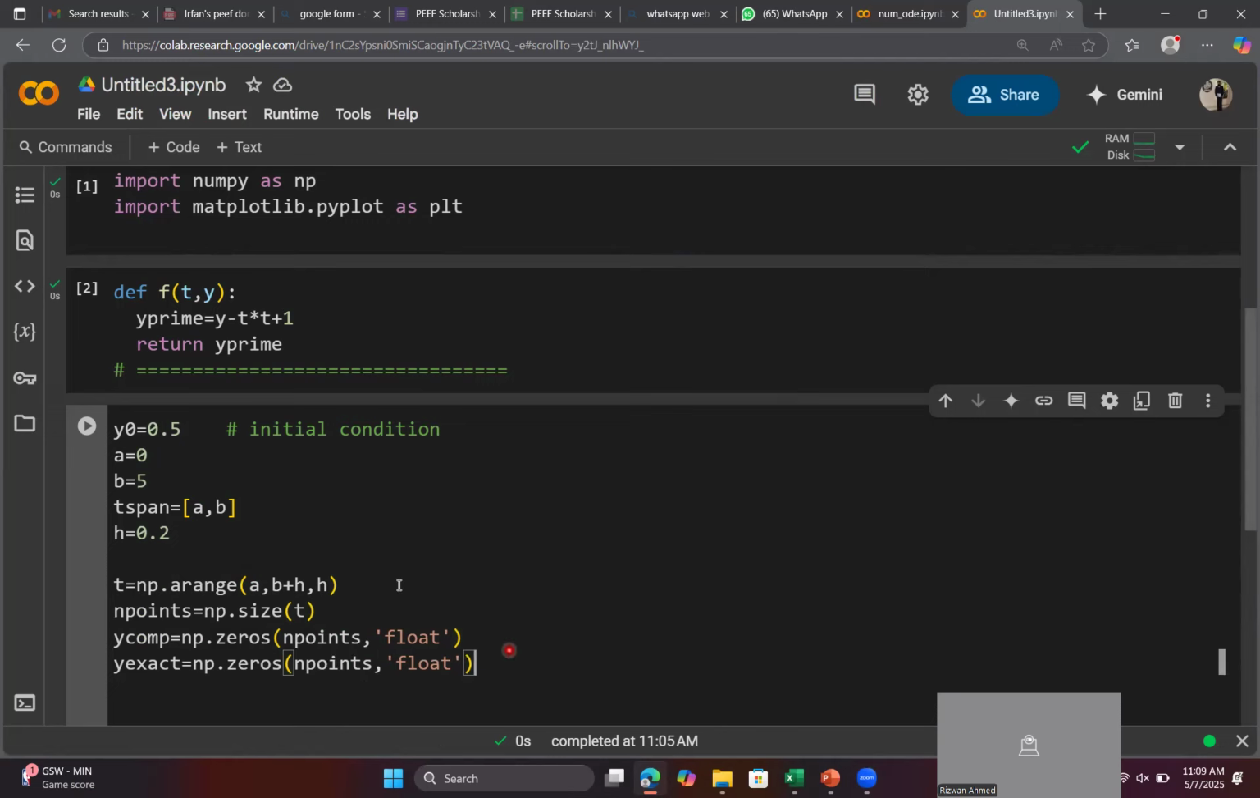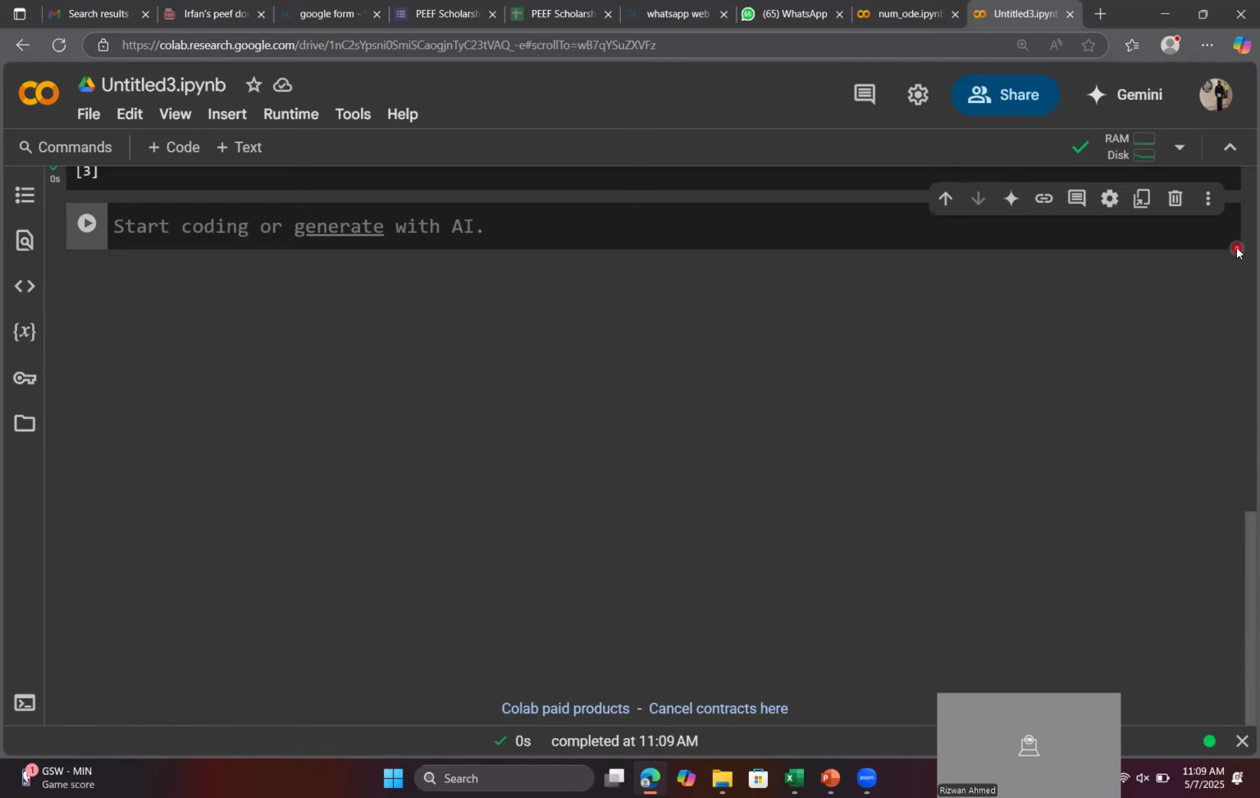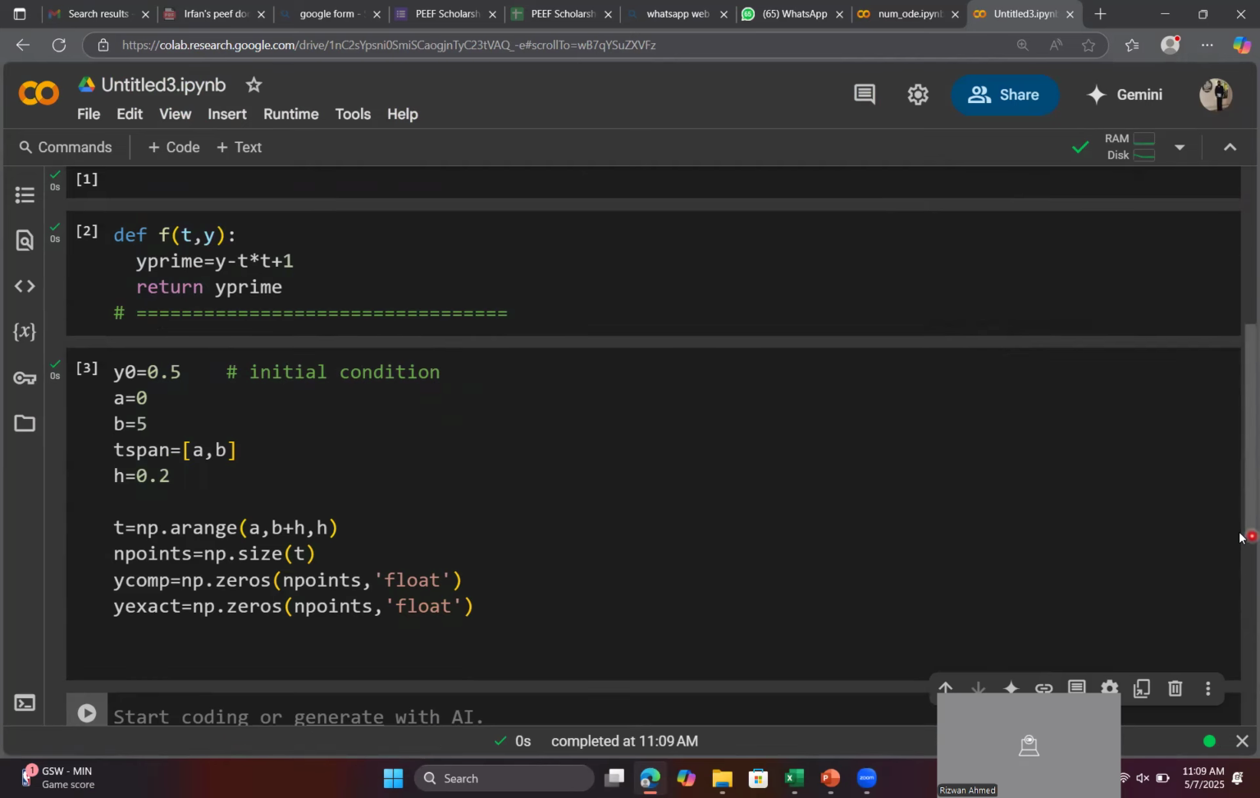Okay. So let's see whether this segment is correct or not. Okay, so we got the tick mark, which means this part is correct. And now the implementation of the algorithm step by step.